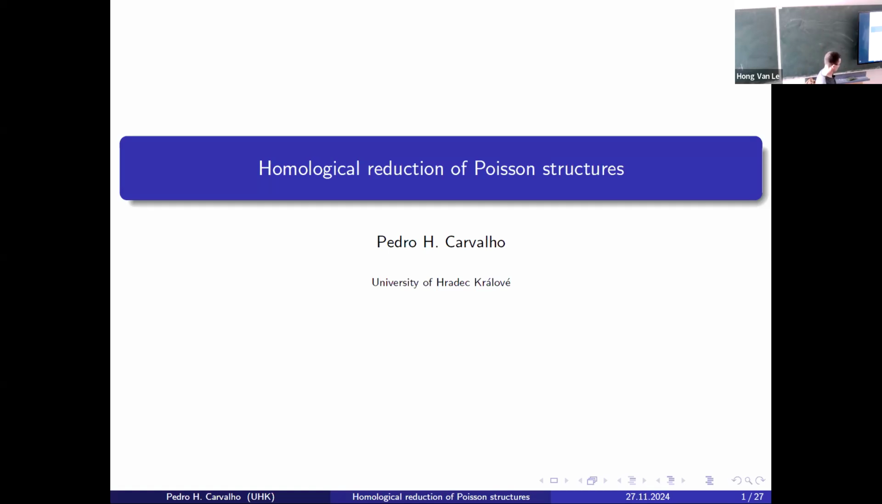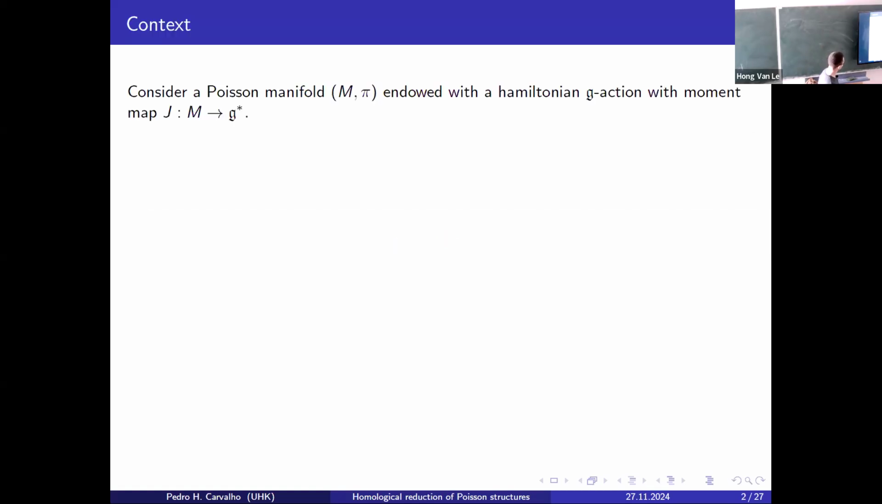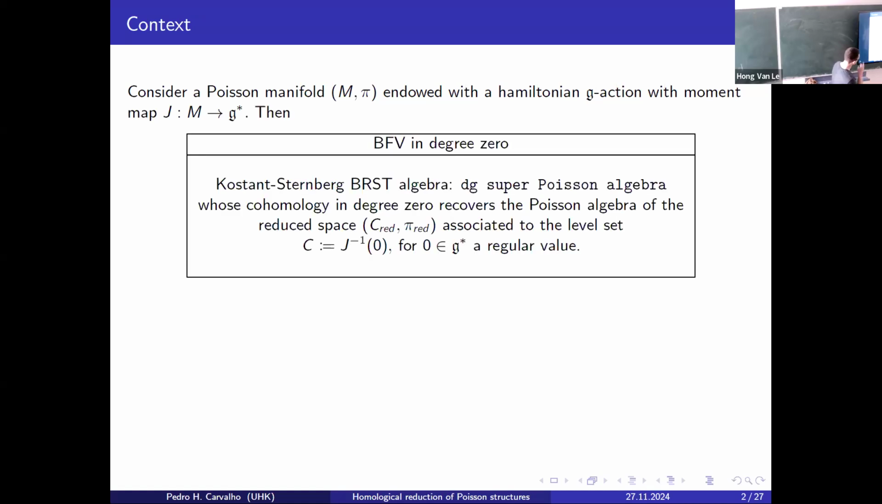Okay, so let me just start by giving you some context. I will be working here in the context of reduction of Poisson manifolds. So consider a Poisson manifold, a manifold with a Poisson bivector, and consider the usual data for doing Hamiltonian reduction. So we have a Lie algebra action and a moment map, okay? In this context, there's something that I'm calling here BFV in degree 0.